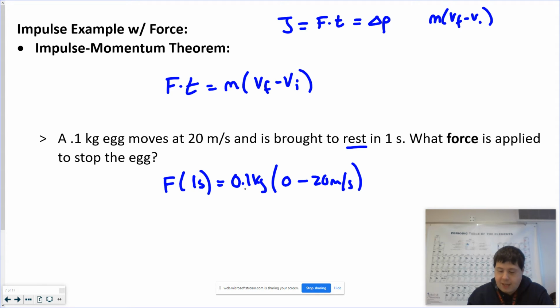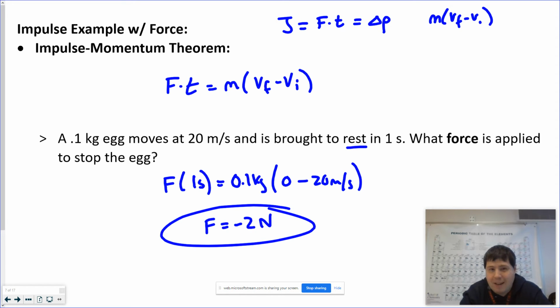So when I solve this out, 0.1 times this is -2, and divided by 1 is still -2, and that's going to be newtons because it's a force. Now, what does the negative mean? Well, you're trying to slow this object down, so you have to push backward on it. The force is opposite the motion here. So the negative is important. It tells us what direction that force is going. Remember that it is a vector.